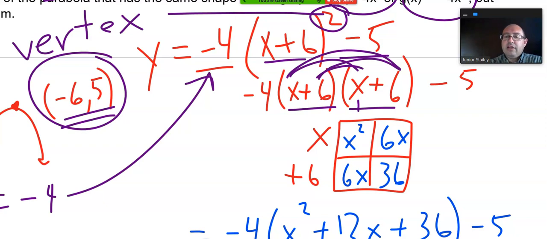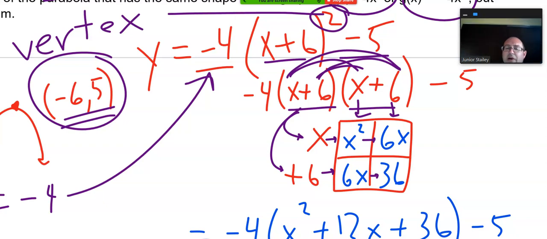So I put my box underneath one of these so that those become the headings of the columns. And then I take the other one and I slide it down the side so it becomes the headings of the rows. And then I just start matching things up, like x times x is x squared. And then, just continuing to go across that top row, 6 times x is 6x. Bottom left, 6 times x is 6x. And then bottom right, 6 times 6 is 36. And then I combine my like terms. You can see what I did right there. x squared plus 12x plus 36.